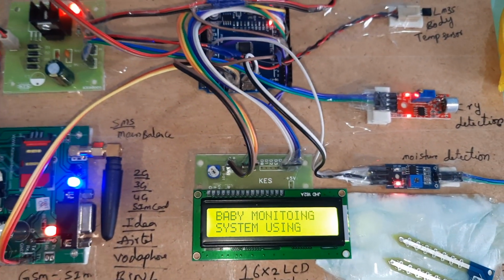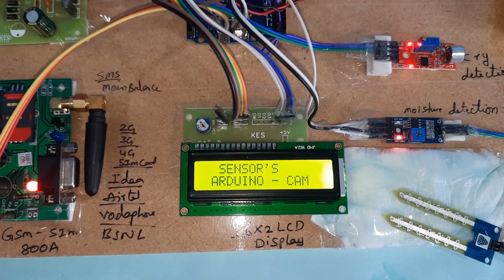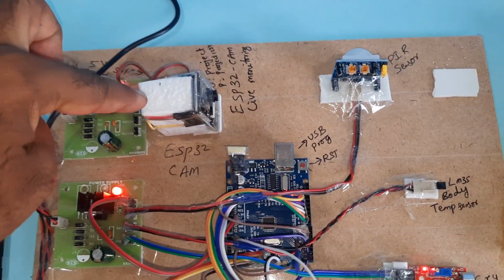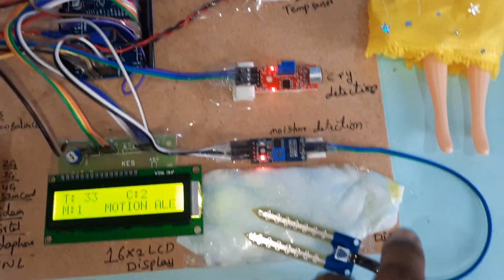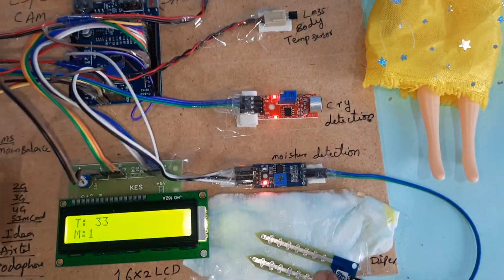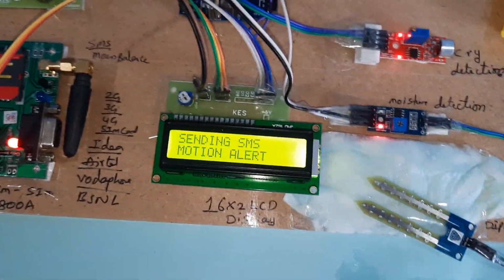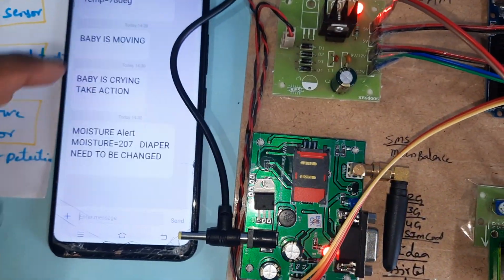Baby monitoring system using sensors, Arduino, ESP32 camera module, power supply board 1 for all the sensors, power supply 2 only for the ESP32 camera module, and here the PIR sensor, moisture detection, cry detection, LM35 temperature sensor. If anything happens, it will send the SMS alert.